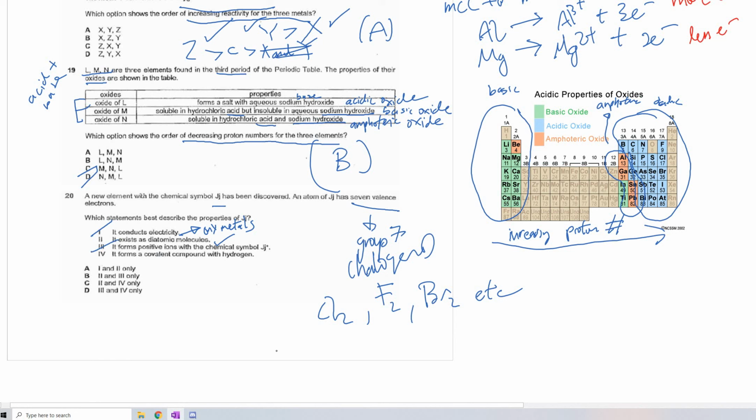Group 7 elements tend to gain electrons to form ions, which are your negatively charged ions. So option 3 is incorrect. So 1 and 3 are wrong. So straight away, option A is wrong, option D is wrong, as well as option B. And the correct answer is option C.